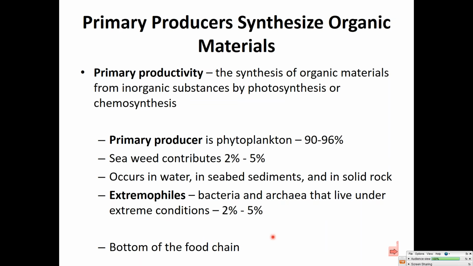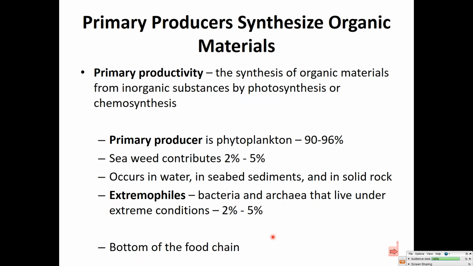So this primary production occurs in water and seabed sediments, and it even occurs in solid rock from what are known as extremophiles, bacteria and archaea that live under extreme conditions. They are responsible for 2 to 5% of primary productivity.